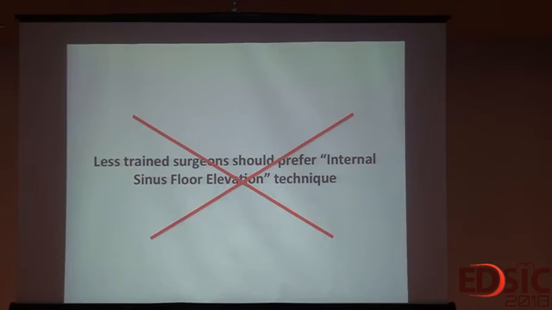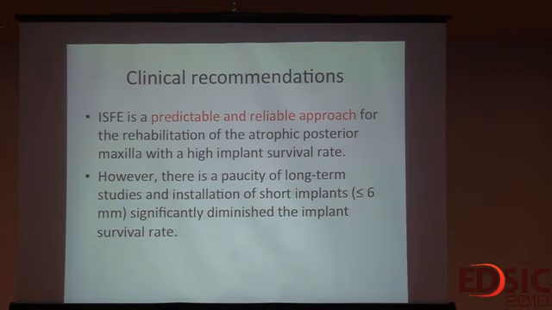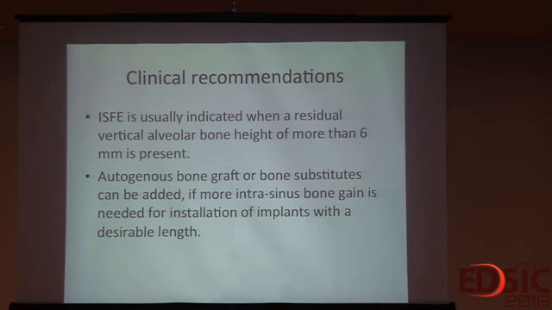It's a common misconception that less trained surgeons should prefer internal sinus floor elevation. This is a misconception. Surgeons need to master the lateral window technique even if they conduct the internal sinus floor elevation technique. Internal sinus floor elevation is a predictable and reliable approach for the rehabilitation of the atrophic posterior maxilla with high implant survival. However, there are a host of long-term studies showing that installation of short implants significantly diminishes implant survival rate. Internal sinus floor elevation is usually indicated when residual alveolar bone height of more than 6 mm is present, and bone graft or bone substitutes can be added if more elevation is needed for the desired implant length.